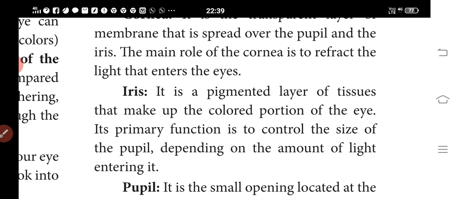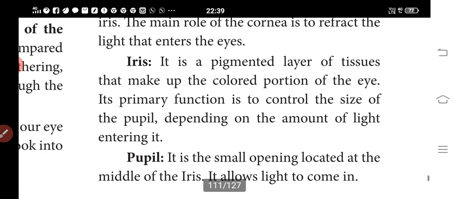Iris. What is the function of the iris? It controls the light entering through the pupil, so it can change the size of the pupil. It is the colored portion of the eye.